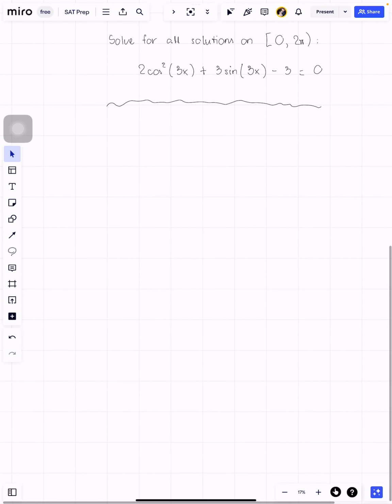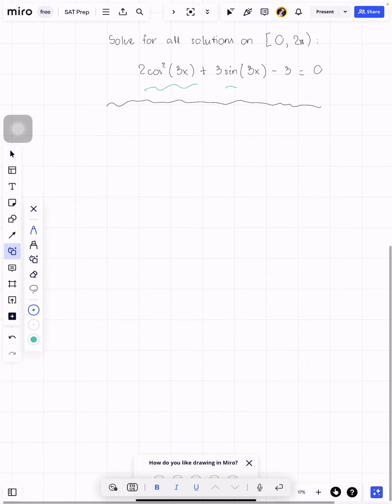The instruction of this problem is solving, meaning we have to get all the angles for x going from 0 to 2 pi. In order to do that, step 1, we have to make sure we only have one trig function type. Right now, we currently have two trig function types, right? We have a cosine here, and we also have a sine here.